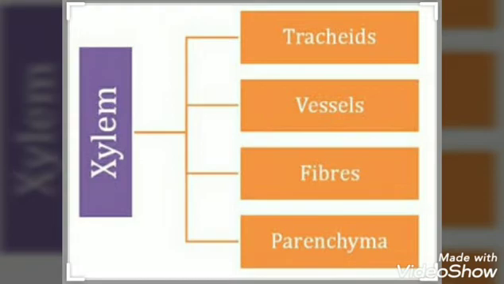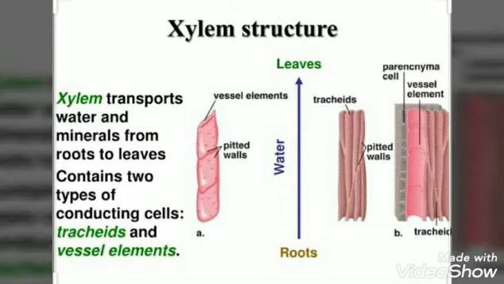Xylem tissues are made up of both living and non-living cells, and mostly the cell walls of these cells are thick. There are four types of cells present in xylem tissues. These are tracheids, vessels, xylem parenchyma and xylem fibers. Let us first study about the tracheids.